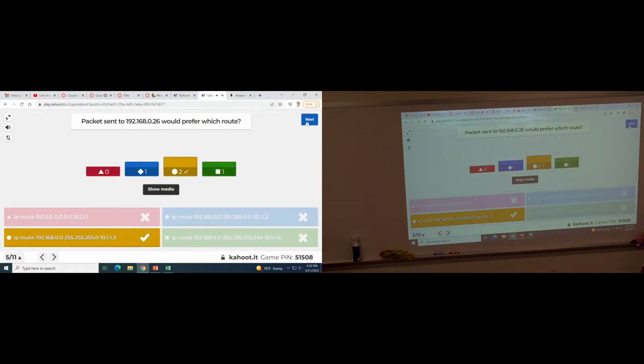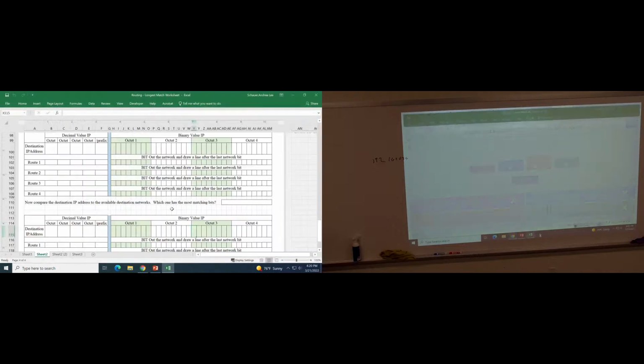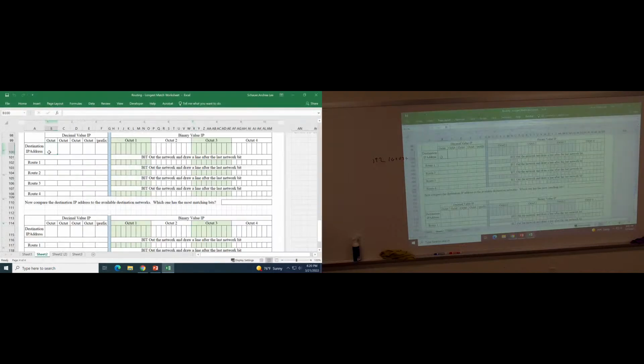Okay, so let's go ahead and do the same thing. I want you to bit it out on the paper. So 192.168.0.26. Again, we don't care what the prefix is for the destination.